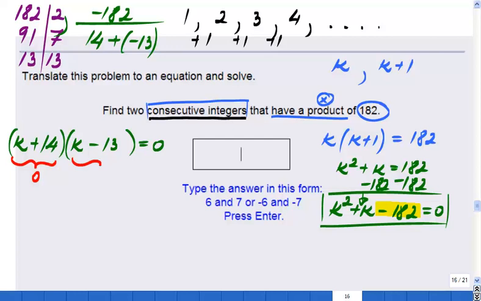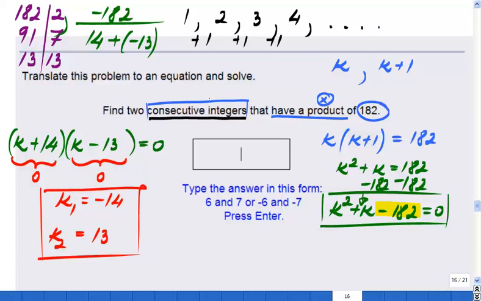Now, for this product to be 0, each one of these binomials has to be 0, which gives you your two roots. From the first one, k plus 14 equals 0, I have k1 equals negative 14. And the other one, k2, will be 13. These are your two possibilities. Now, there is nothing in this problem saying that your integers are positive or negative, right? So if I start with k1, negative 14, the next one is going to be negative 13.